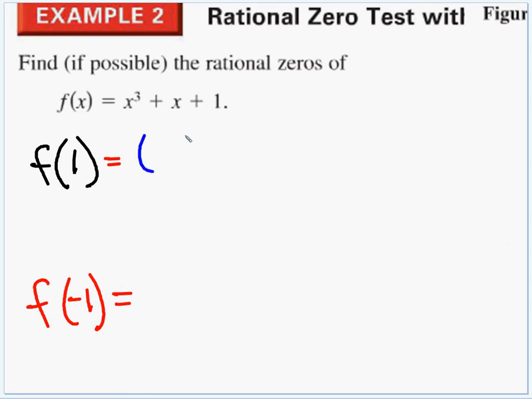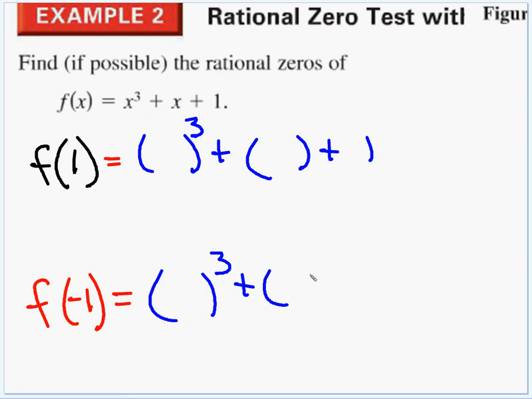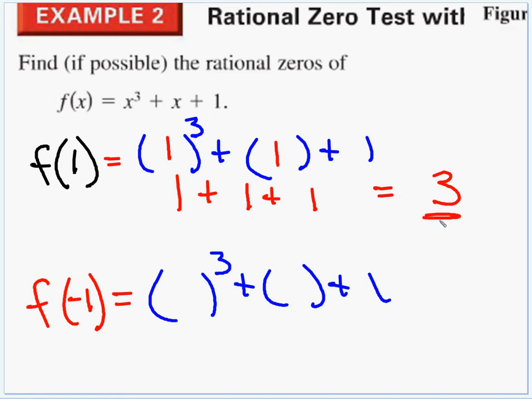So remember, this is x to the third. That's supposed to be a 3. x to the third plus x plus 1. And in the parenthesis up here goes a positive 1. 1 cubed is 1, plus another 1, plus another 1. Well, that's equal to 3. If this was a zero remainder, then 1 would have been one of our solutions, one of our rational zeros, but it's not. We have a remainder.